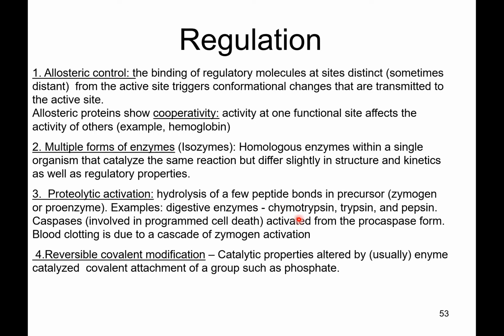Chymotrypsin, and also blood clotting, is due to a cascade of proteolytic activation. And then finally we have reversible covalent modification, where the catalytic properties of enzymes are altered by covalent attachment of groups, and the classic example here is of phosphate groups that can either activate or inactivate the enzyme.